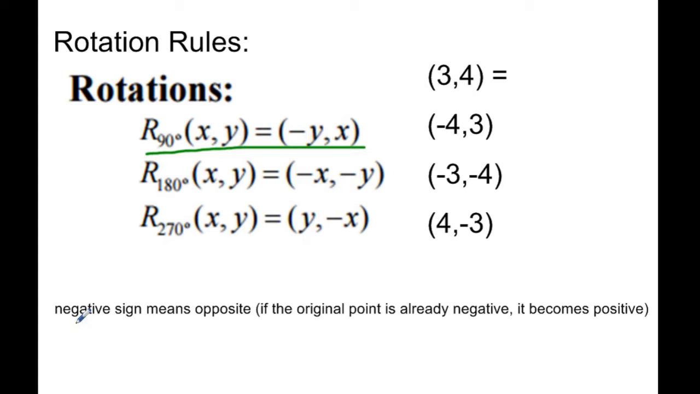Now this is a really important note down here. The negative sign means it's opposite. So if the original point is already negative, it becomes positive. All right, so that's important to know. Anyway, I've got a little example right here where if our original point is 3, 4, when we apply this rule, we flip our X and Y and our Y becomes negative, so we would get -4, 3.